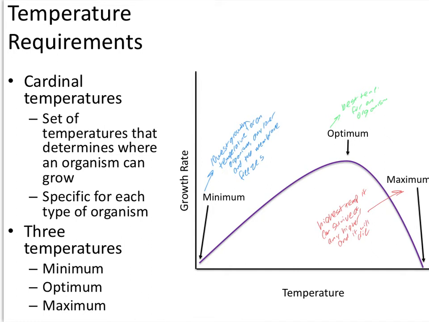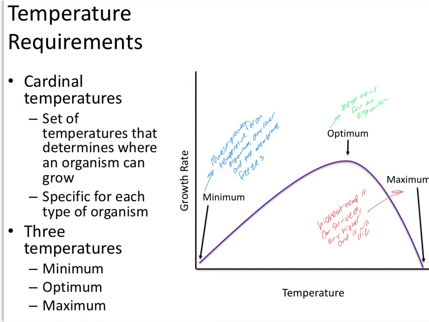So remember, like I said, every species technically has its own minimum, optimum, and maximum. For example, let's say humans, our optimum temperature is just about 37 degrees Celsius, at least for our internal body temperature, which is right about 98.6 degrees Fahrenheit. And that works very well for us.